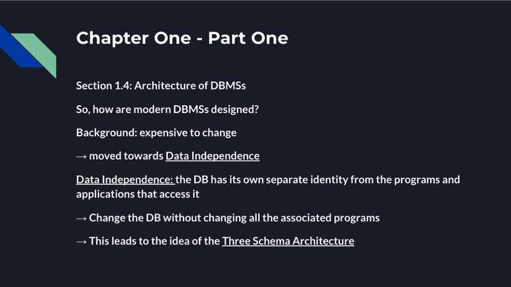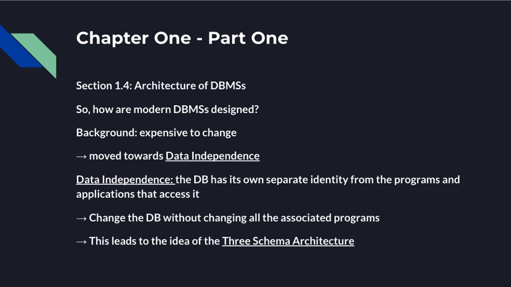So we moved towards what's called data independence. Data independence is the idea that the database is separate from the programs and the applications that access it. Hence, we don't need to change every program or every application in order to use the database differently. Rather, we can change the database itself, and it doesn't affect all the programs that the database will be used with. We can just change the database itself or change the data on the database itself.